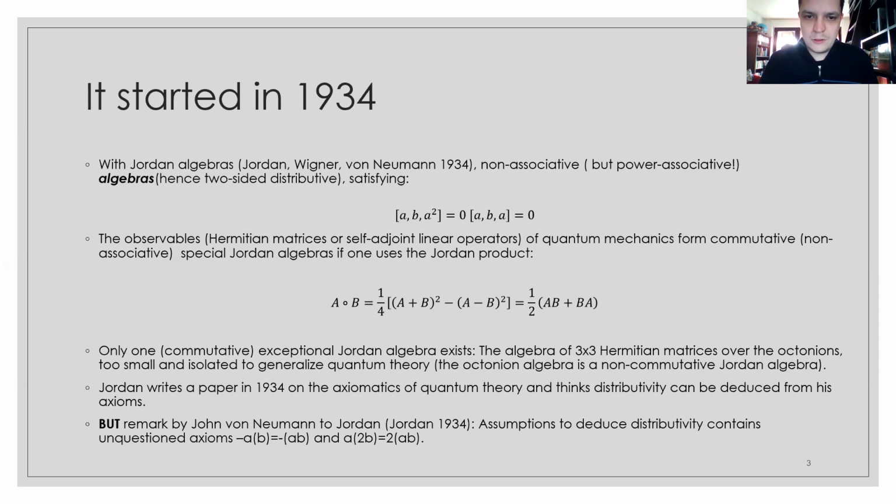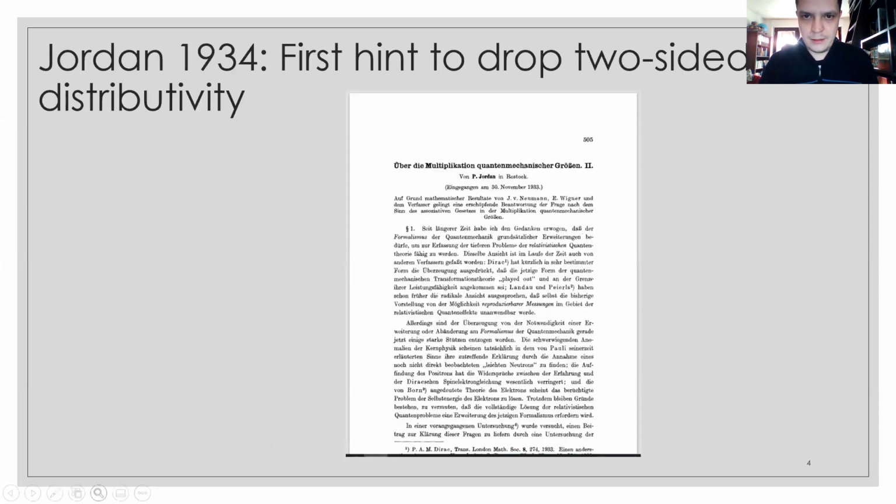So Jordan tried to find a generalization of quantum mechanics. He first tried it with power associative and non-associative algebras. This didn't work, and then John von Neumann informed him that he might have to look at one-sided distributive systems. So this is the paper.